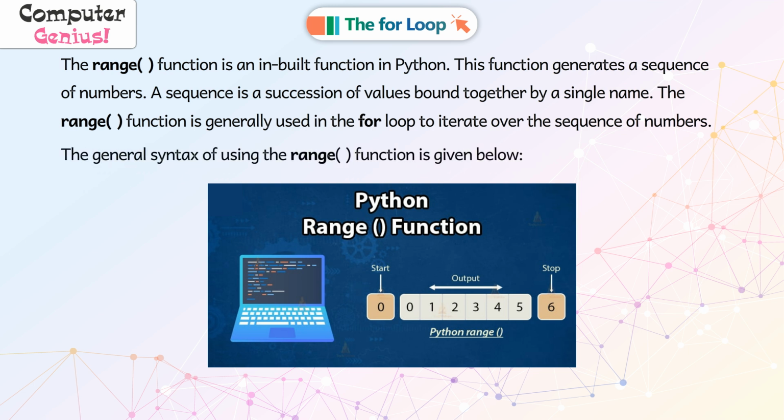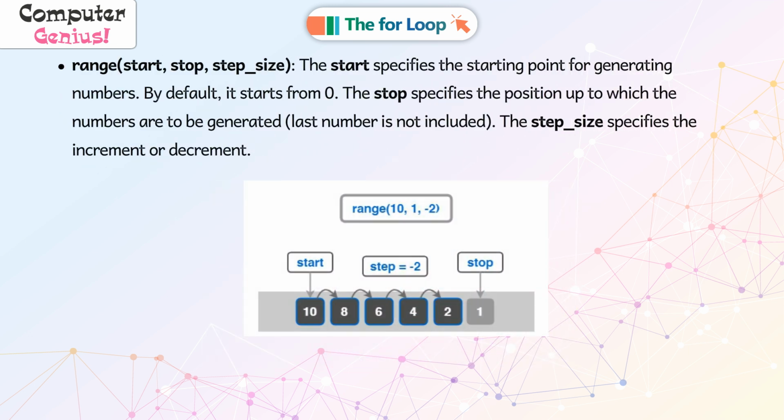The general syntax of using the range function is given below. range(start, stop, step_size). The start specifies the starting point for generating numbers. By default, it starts from 0. The stop specifies the position up to which the numbers are to be generated. The last number is not included.